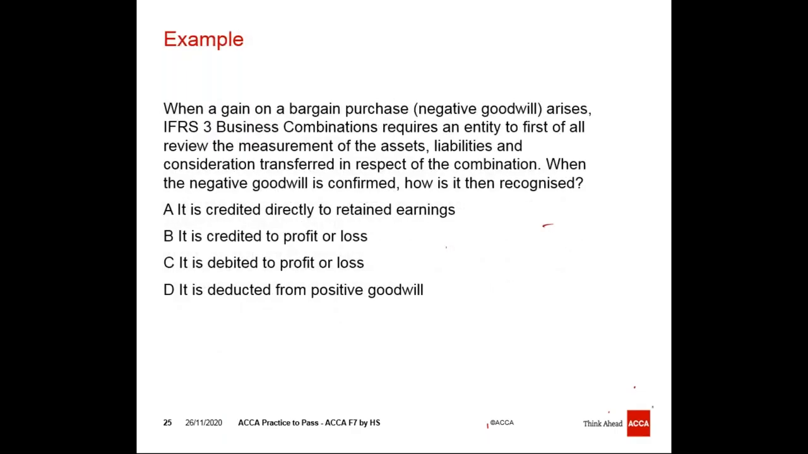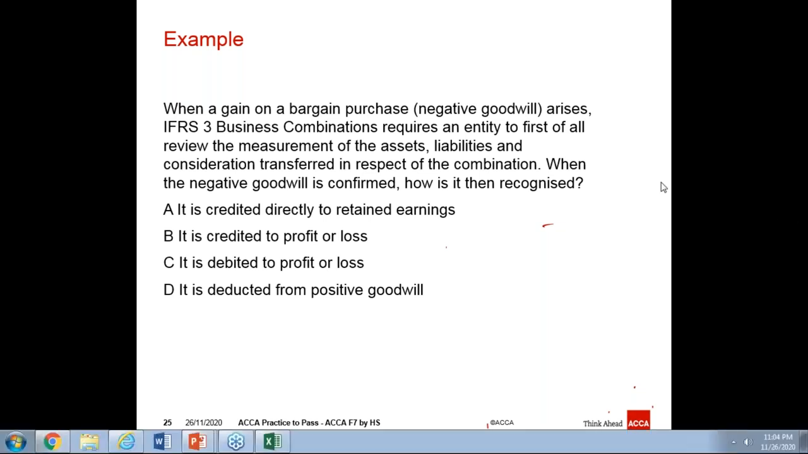Now, IFRS 3 says that whenever you have negative goodwill, it should be recognized as an income in the income statement. So negative goodwill will go directly as an income in the income statement. So what will be the answer for this question? Yes, correct, to the P&L. It's B.